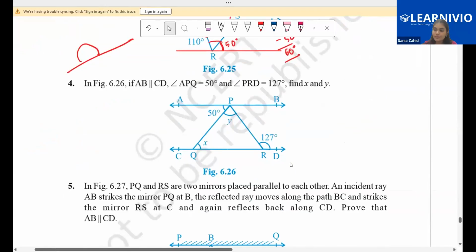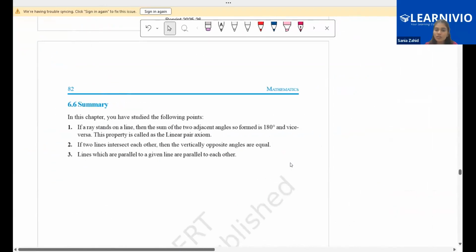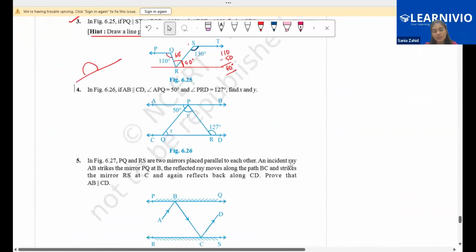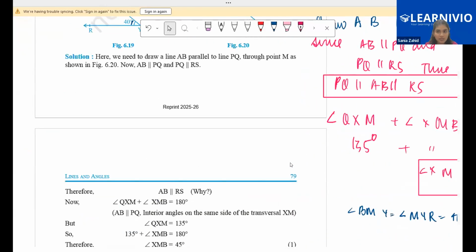So for today, we'll just keep it up till here only. Question 4 and 5 I'll give you as homework. So children, this lesson will be completed. Okay. So keep revising this lesson because the next test will be of this lesson.